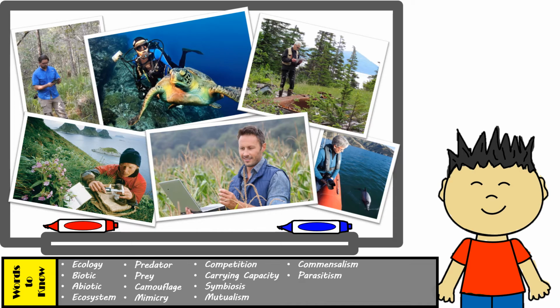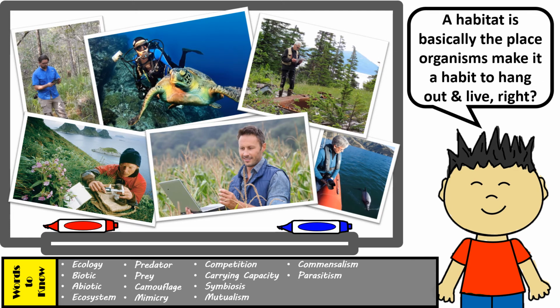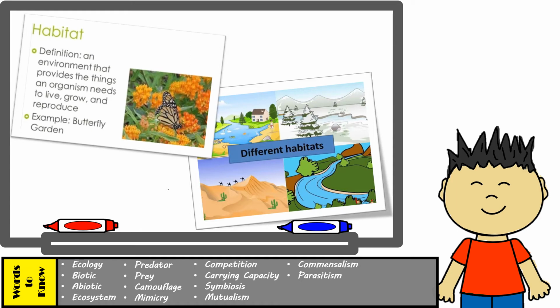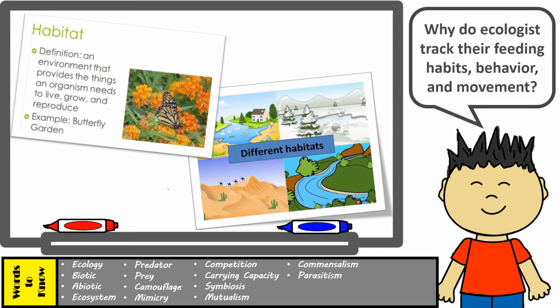However, in order to learn about individual organisms, ecologists must first study their habitat, as well as their general behavior, daily movements, and feeding habits. I guess that's a good way to remember what a habitat is. As we mentioned before, a habitat is basically the location where organisms naturally live and find their resources for survival.